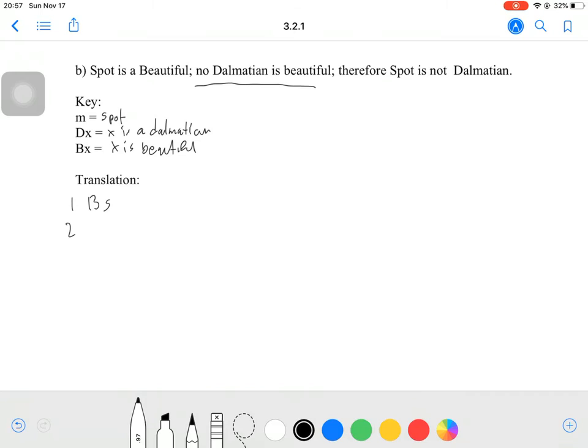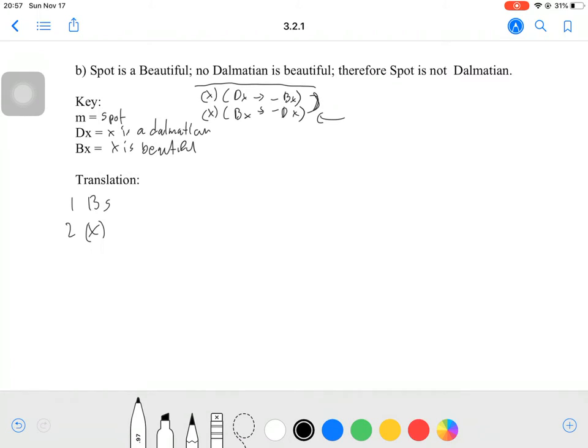There's two different ways to write this. We could write for all of x, if x is a Dalmatian, then they're not beautiful. Or we could write for all of x, if x is beautiful, then they're not a Dalmatian. That's just contraposition. I'm going to choose this one because it's easier and doesn't require me to do a modus tollens, or rather, it doesn't require me to do a double negation. But I'll do the other one as well.